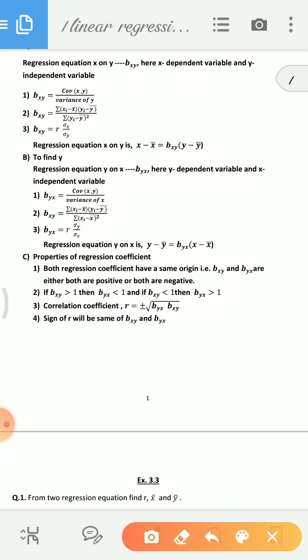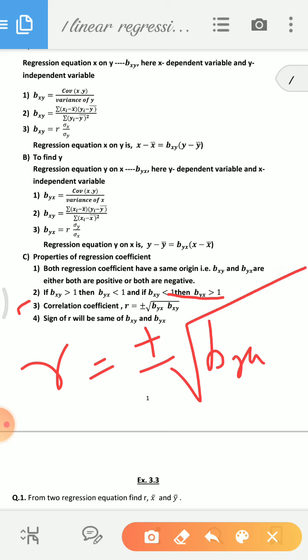See the second property: if b of xy is greater than 1, then b of yx is less than 1. That means if one value is greater than 1, the other value is less than 1. If b of xy is less than 1, then b of yx is greater than 1. The third property is the correlation coefficient. That is, to find r, the formula will be r is equal to plus or minus the square root of b of xy into b of yx.